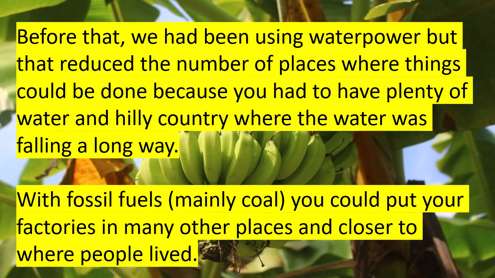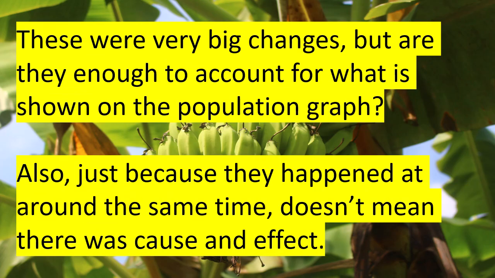Before that, we had been using water power, but that reduced the number of places where things could be done because you had to have plenty of water and hilly country where the water was falling a long way. With fossil fuels, mainly coal, you could put your factories in many other places and closer to where people lived. These were very big changes, but are they enough for what is shown on the population graph?